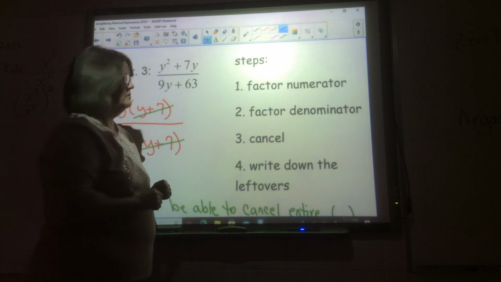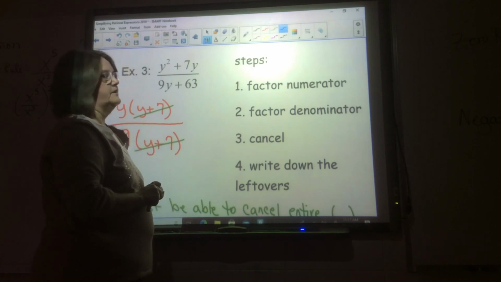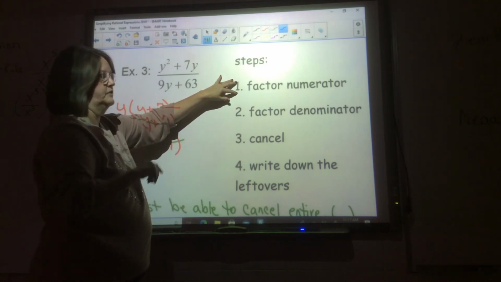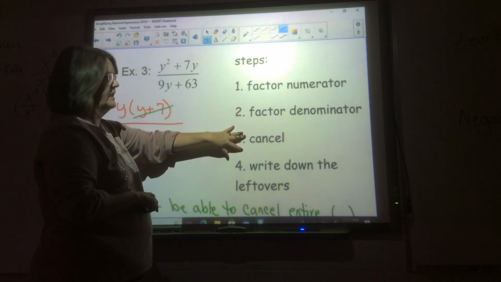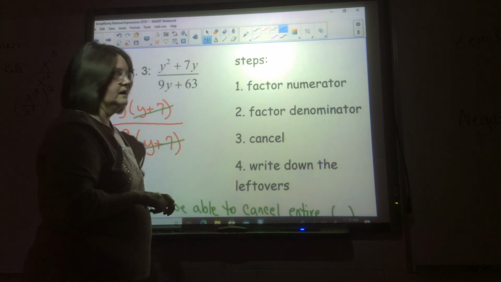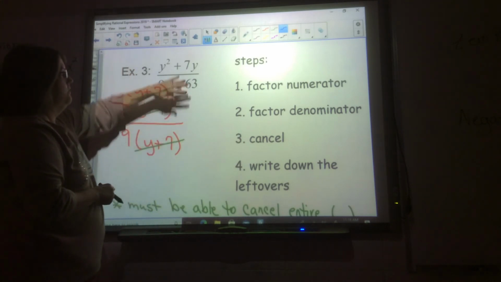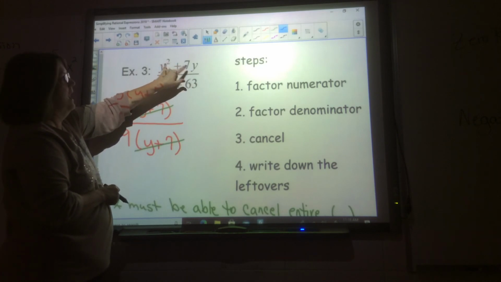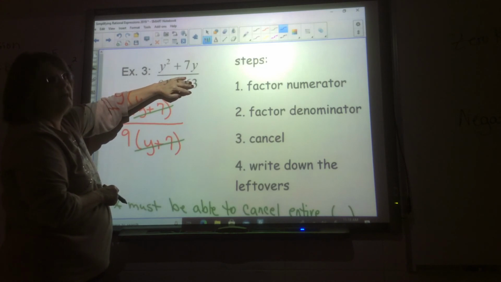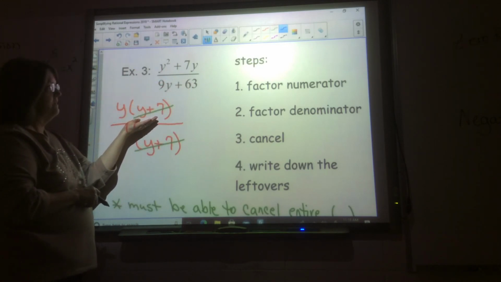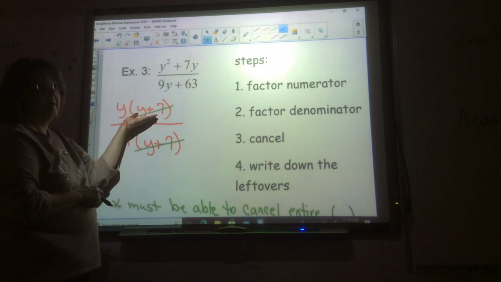Here are our steps. When you are simplifying rational expressions, you want to factor your numerator, and we all know what factoring is. We had a whole unit on factoring. We want to factor our denominator. We want to cancel out what's the same, or simplify, and then write down whatever is left. So I take my numerator. I don't look at my denominator. I only look at my numerator, and I can take a y out of y squared plus 7y. They both have a y. You factor out y, and you're left with y plus 7. If I take this and divide by y, I have y plus 7 left.